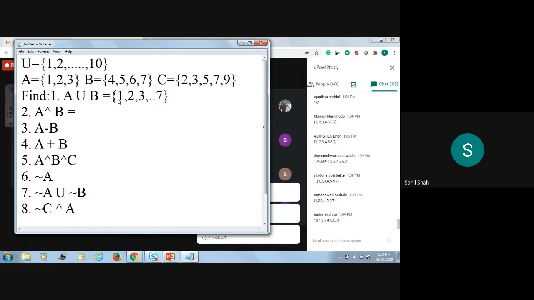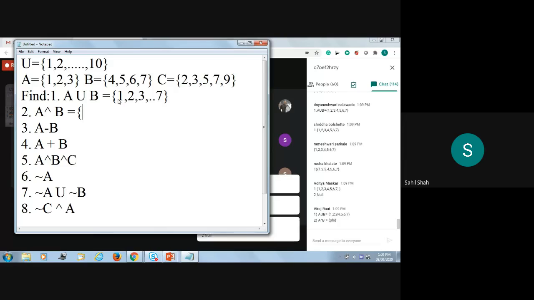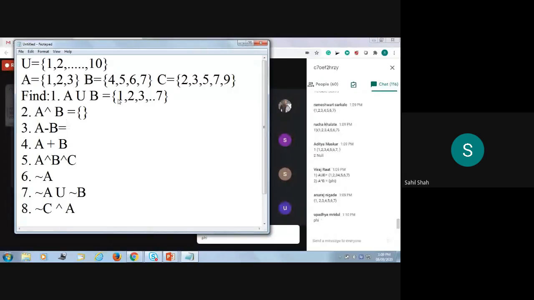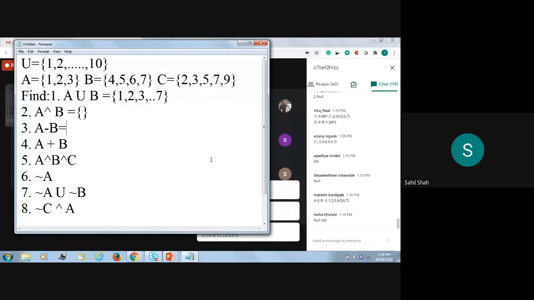Intersection. Second one. Intersection is 5. I am not observing any element common. So it is 5. I am discussing this a little bit fast. If anything is not clear, feel free to ask me in the chat window or by turning on your mic. We are not observing any element common between A and B. Hence, the result of A intersection B is 5.